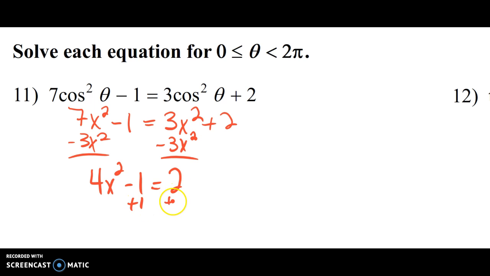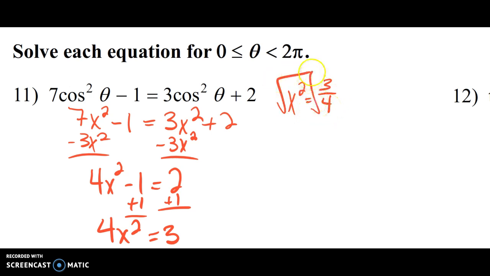So to solve for x squared, I'm going to add 1. I get 4x squared equals 3. From here, we're going to divide both sides by 4. So x squared equals 3 divided by 4. To get rid of a square, I need to square root. So I get x equals positive and negative square root of 3, so it gives me a decimal. And the square root of 4 is 2.